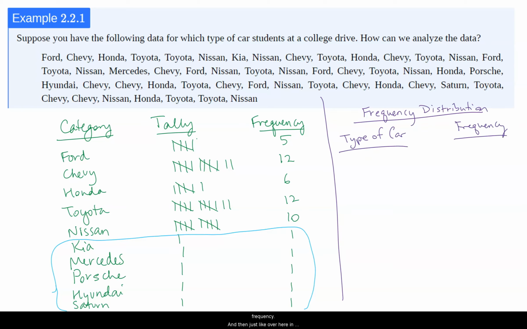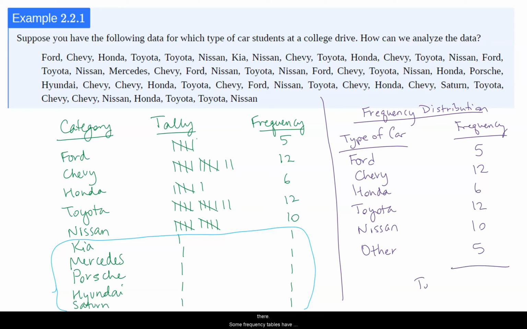And then just like over here in our table, we can list them out. Ford, Chevy, Honda, Toyota, Nissan, and I'm going to group the last 5 as other. And then for the frequency, we just write the numbers in there. Some frequency tables have a total. It turns out when we add these up, we will get 50. And so this is one way to organize our data as a frequency distribution.